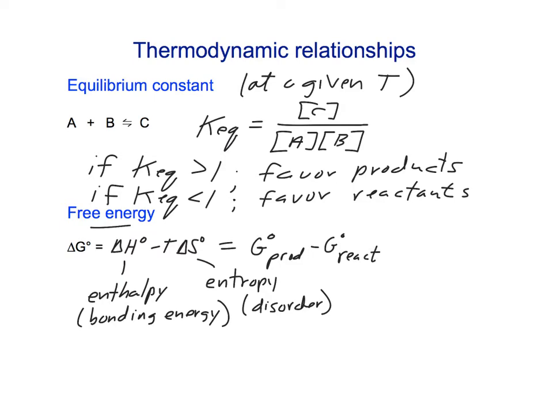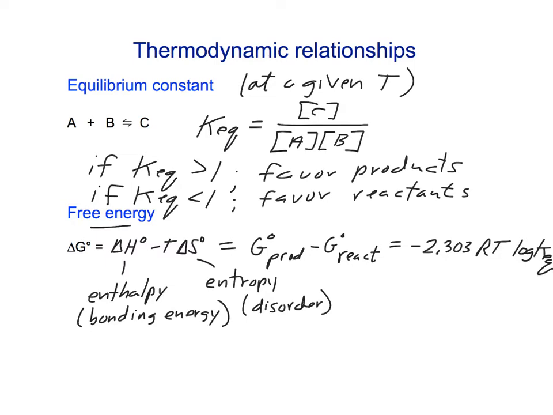Okay? And we can tie this to the equilibrium constant by the expression delta G0 equals minus 2.303, which is just a conversion of natural log to log base 10, times RT log of the equilibrium constant. Okay, R is the gas constant and T is the temperature in Kelvin.